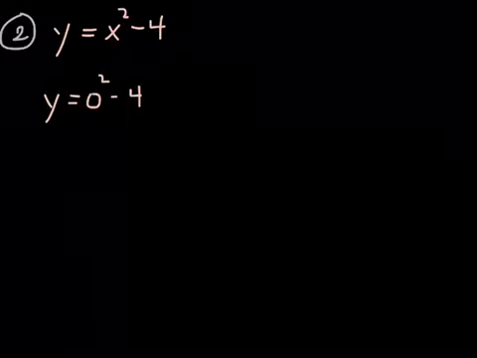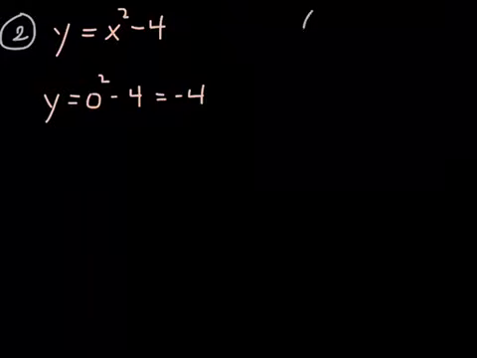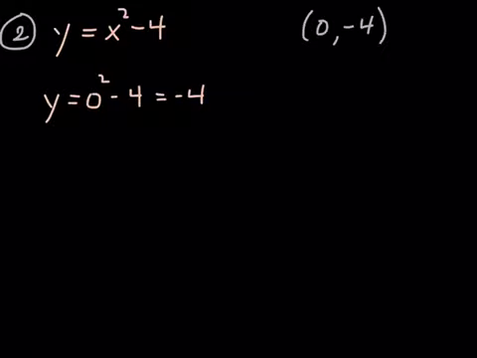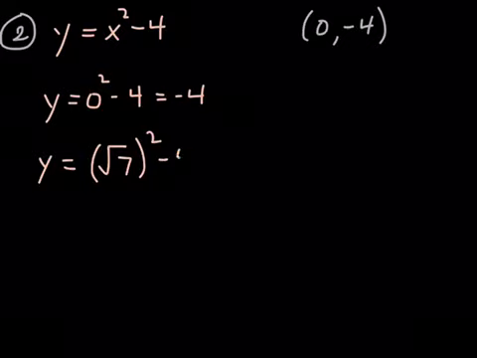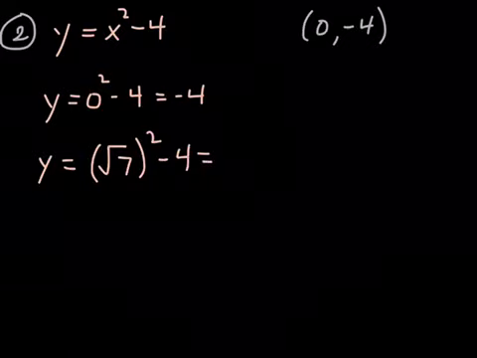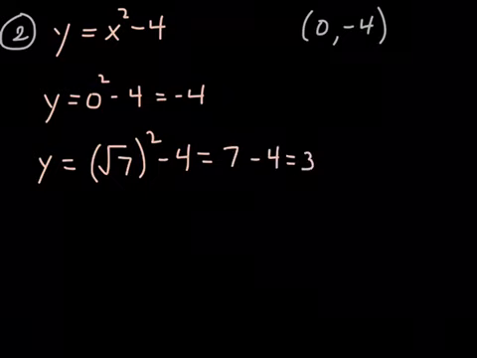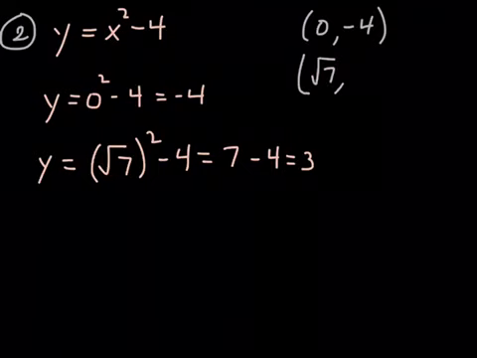gives you negative 4. So what we just figured out is, maybe what I can do is over here. When you plugged in 0 for x, you got negative 4 for y. All right, let's go for the next one. This time, let's plug in root 7. Root 7. Don't forget you have to square it, because that's what the equation says to do. So then root 7 squared is just 7 minus 4, which is 3. So now we plugged in positive root 7, and we got positive 3.